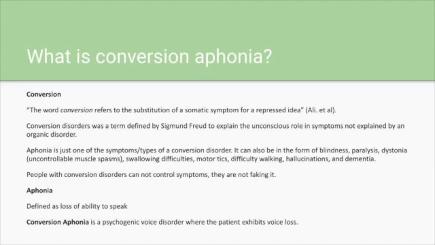Aphonia is just one of the symptoms or types of a conversion disorder. It can also be in the form of blindness, paralysis, dystonia, which is uncontrollable muscle spasms, swallowing difficulties, motor tics, difficulty walking, hallucinations, and dementia. SLPs can be involved in the process in many of these. People with conversion disorders cannot control their symptoms. They are not malingers. They are not faking it.